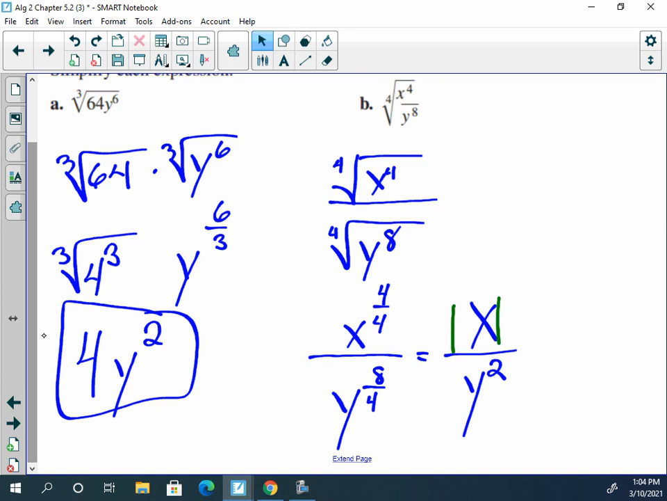We need absolute value bars around the x, because here we took an even root. So we have to take care of the fact that these answers cannot be negative. Now, y squared is fine, because any negative that is squared times itself will be positive. So that will take care of itself. But since the x is to an odd root, we have to add the absolute value bars.